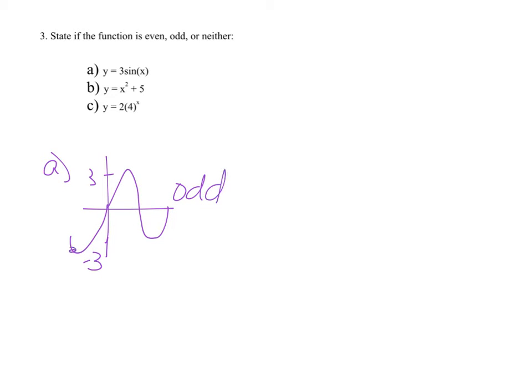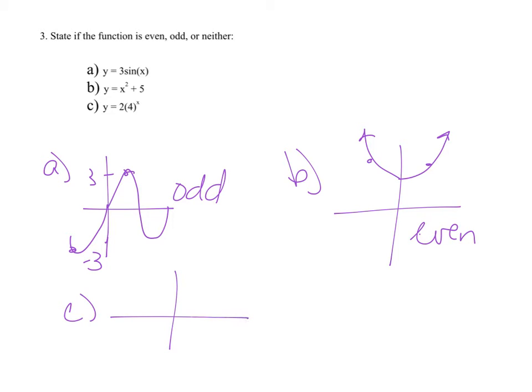Your next question states, state if the function is even, odd, or neither. Now, function A, if you graphed it, is a sine function with an amplitude of 3. And it would keep on going. So the highest point is 3 and the lowest point is negative 3. This is an odd function because it has symmetry over the origin. Now, for B, this is a parabola that was moved up 5. This has symmetry over the y-axis, so this is an even function. C is an exponential function, and it has no symmetry at all, so it's neither.